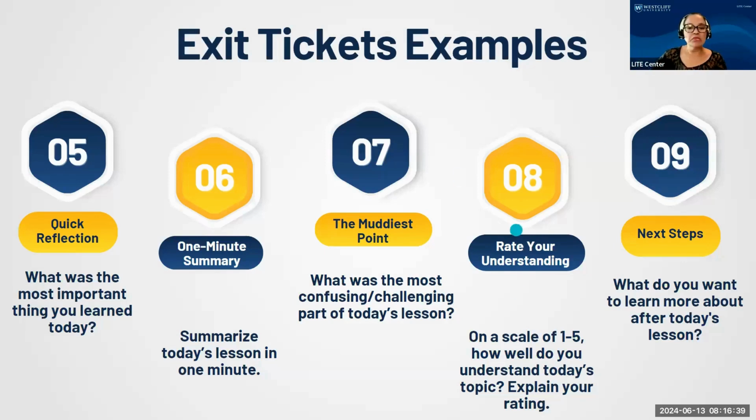Then something very simple is rate their understanding. You use a scale of 1 to 5. You can use Zoom polls or surveys for this. Just ask a question: how well did you understand today's topic? And have them explain their rating. So not only, oh, a 3, but why? What happened? Why did you give it a 3? That way you can gather student confidence and identify gaps.